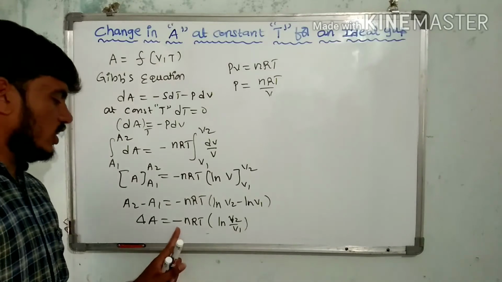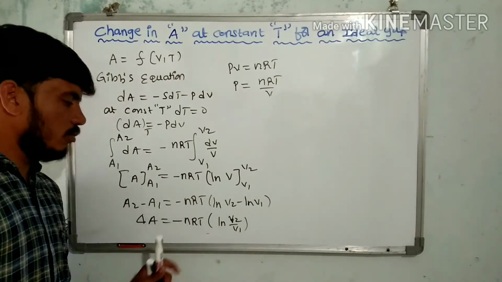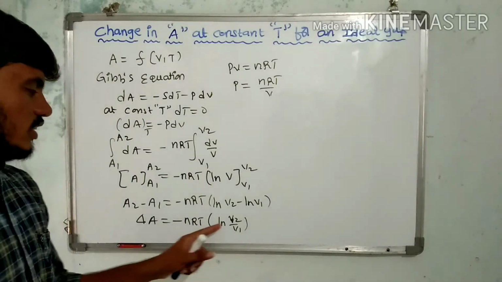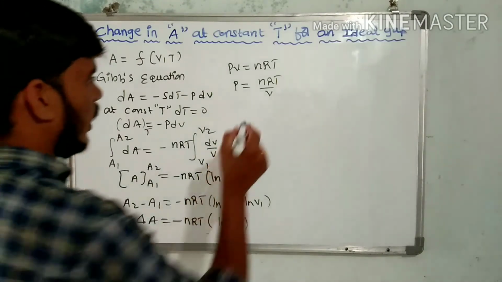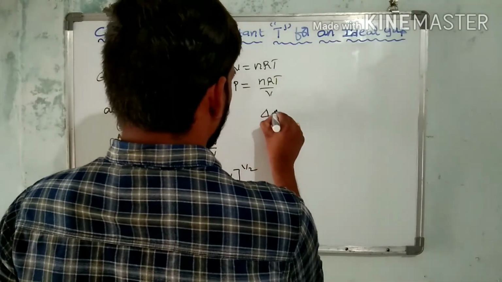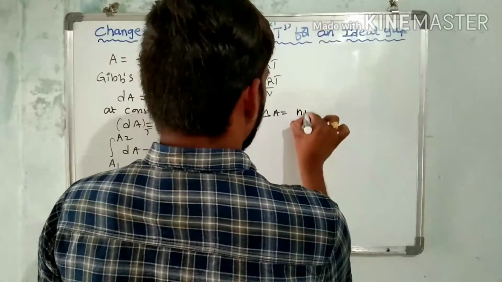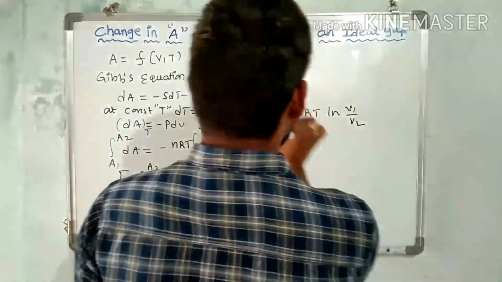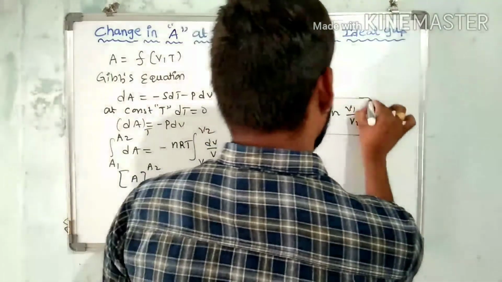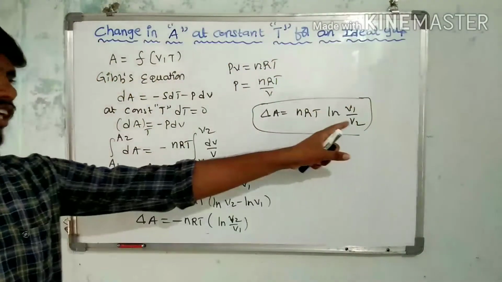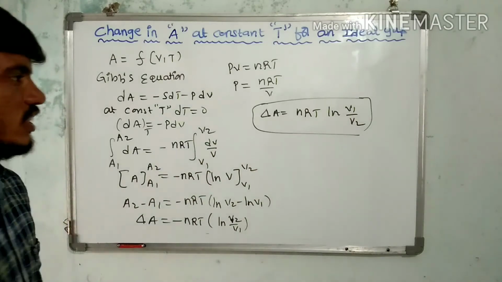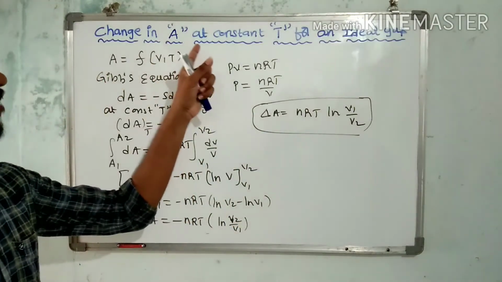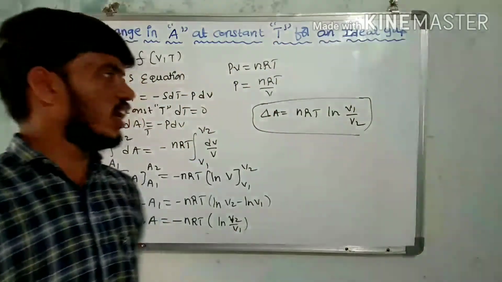Now this negative sign is removed, which means the expression is reversed. Delta A is equal to nRT ln V1 by V2, because when the negative sign is removed, the expression is reversed to V1 by V2. This is the change in work function at constant temperature for an ideal gas.